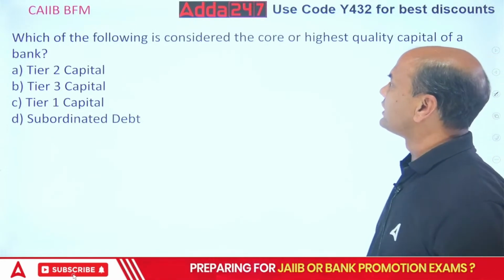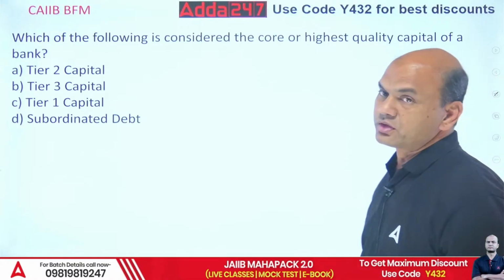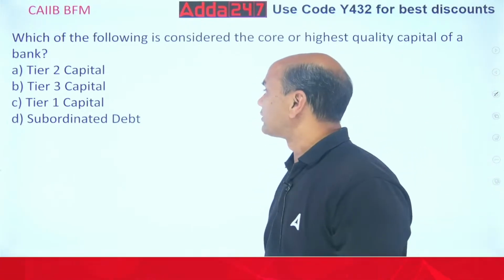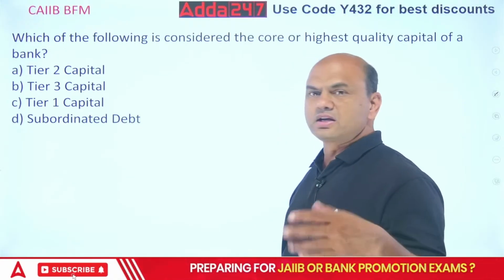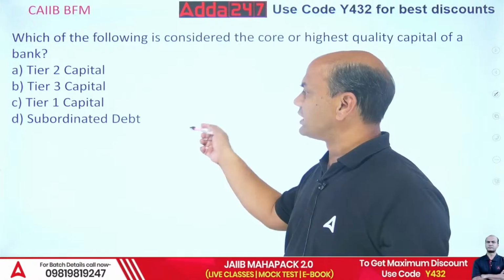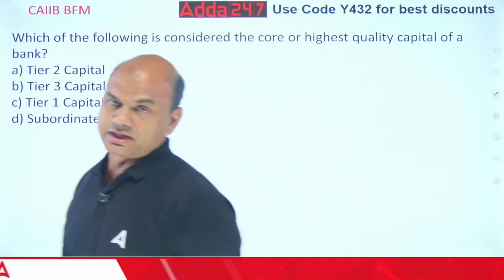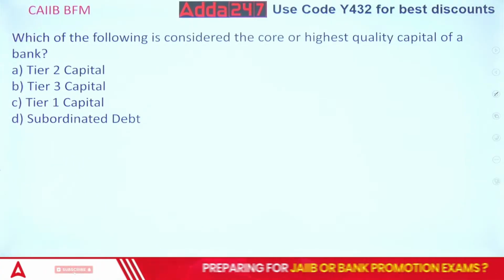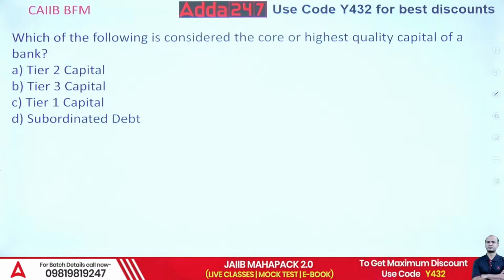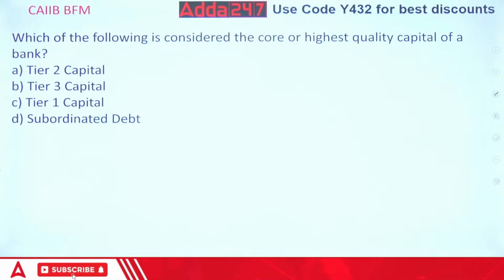Which of the following is considered the core and the highest quality capital of the bank? So which is the core capital of the bank? Tier 3, Tier 2, Tier 1, or subordinate debt? Think. Answer over here, everyone. Check the answer. Which of them is highest quality capital? What do you mean by highest quality capital?